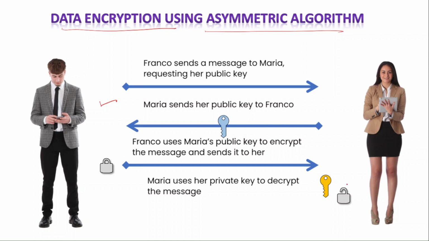So Maria receives this message from Franco. And remember, since it is encrypted with Maria's public key, she can always decrypt it with her private key, and thus she receives the message. And again, if Maria wants to send a message, she will need Franco's public key. She will encrypt the message with Franco's public key, and Franco will decrypt it with his own private key. So this is how encryption through an asymmetric algorithm takes place.